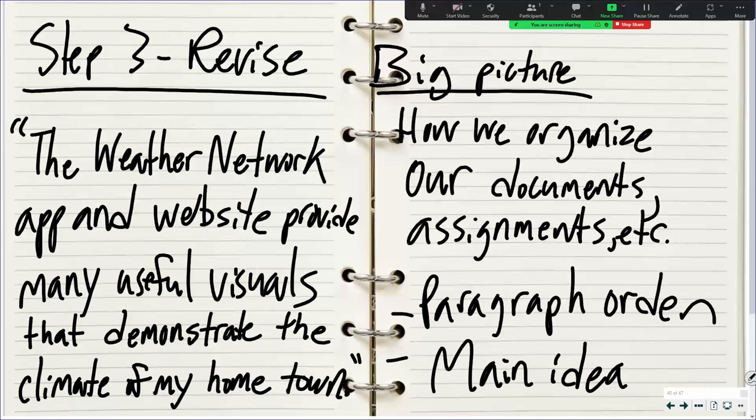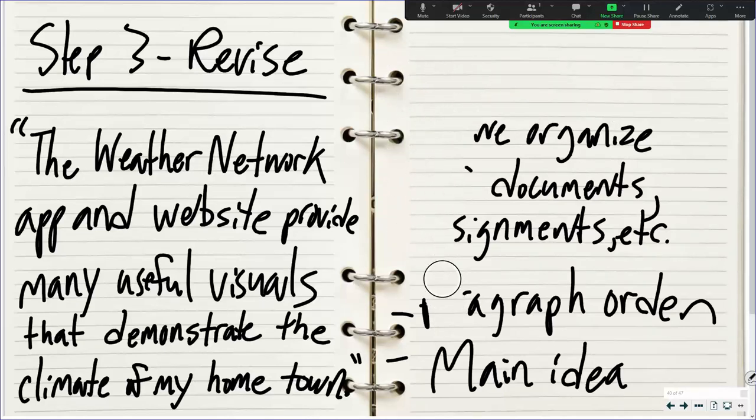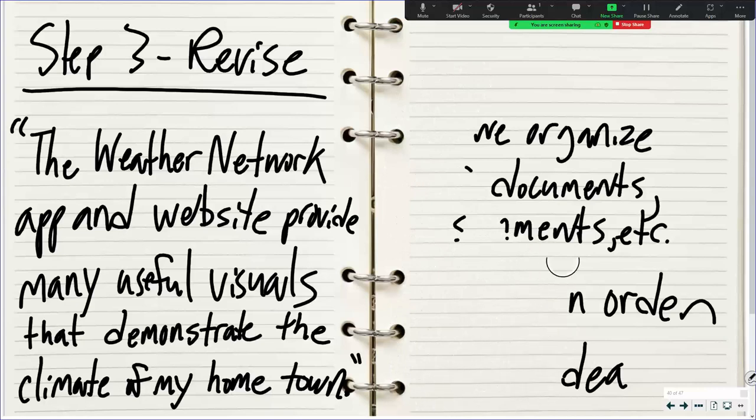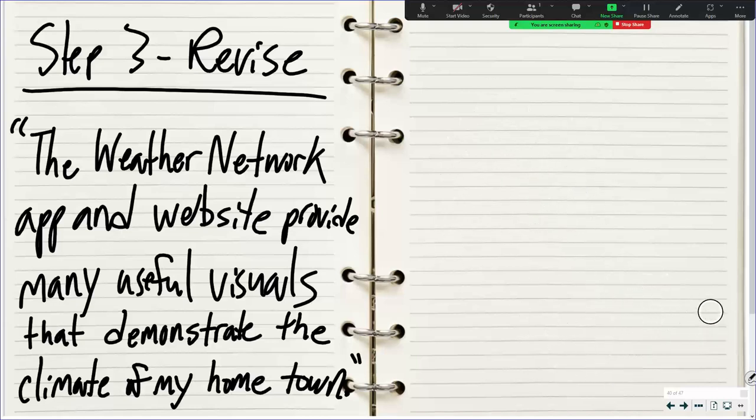I could talk about the website. Now that I have that opening sentence, what I might want to do is use step 3 as a chance to do some outlining, right? So now I can do some outlining.